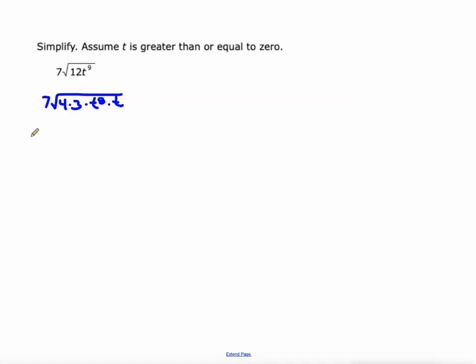Okay, so we've got the 7 times the square root of 4, which is 2, times the square root of t to the 8th, which is t to the 4th, all times the square root of what's left in there, the 3 and the t. Now this can be simplified just a little bit more though, because 7 times 2t to the 4th is 14t to the 4th, so it's just got that one extra step there. So 14t to the 4th times the square root of 3t.